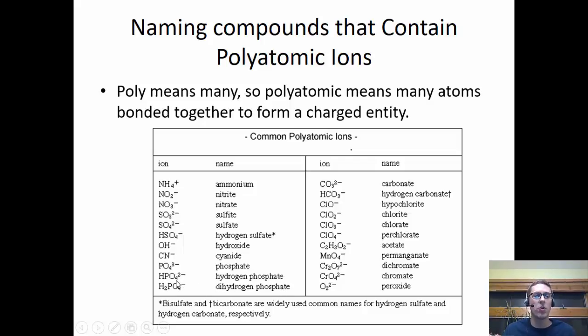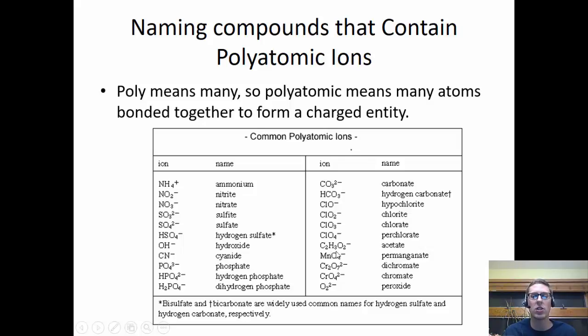Hydrogen phosphate, HPO4 2-. Dihydrogen phosphate, H2PO4-. Carbonate, CO3 2-. Hydrogen carbonate, often called bicarbonate, is HCO3-. Hypochlorite is ClO-. Chlorite is ClO2-. Chlorate, ClO3-. Perchlorate, ClO4-. And I want to point this out again, all of these have a minus charge. The only difference is the number of oxygens, and that makes us go from hypochlorite to chlorite to chlorate to perchlorate as we go down.